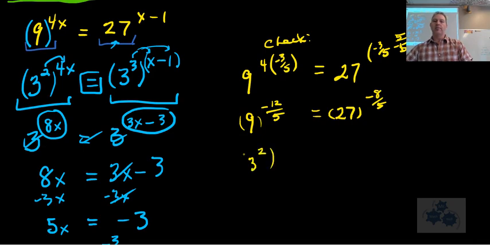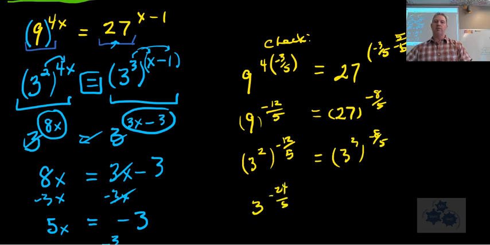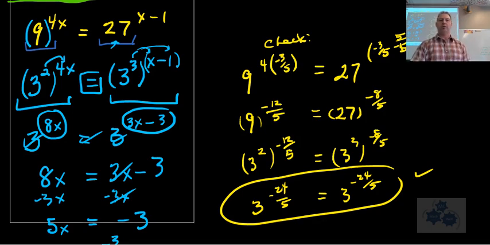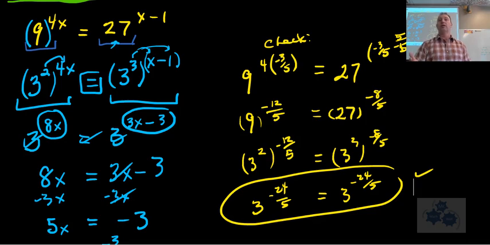So 3 squared, to the power of this right here, and this is 3 cubed to the power of this right here. And so this is going to be 3 to the power of negative 24 over 5, and this is going to be 3 to the power of negative 24 over 5. And that is good enough for you to say, yeah, I think my x value was correct because the left side equals the right side. Okay? So that's a trickier one with a fractional exponent and solving exponential equations using the same base method there.